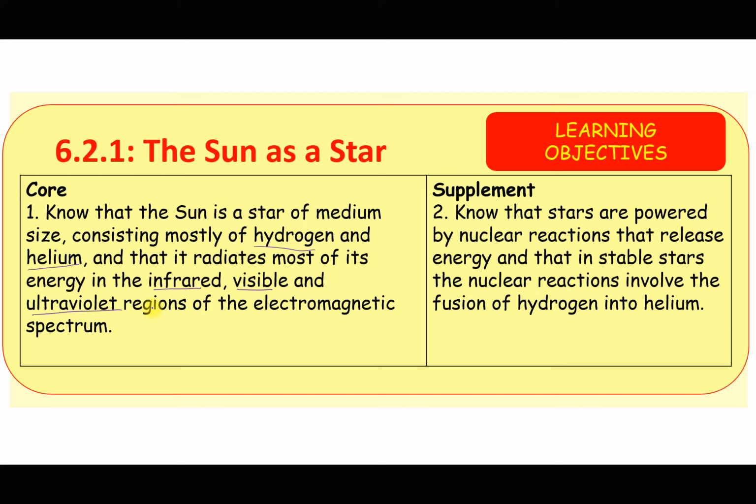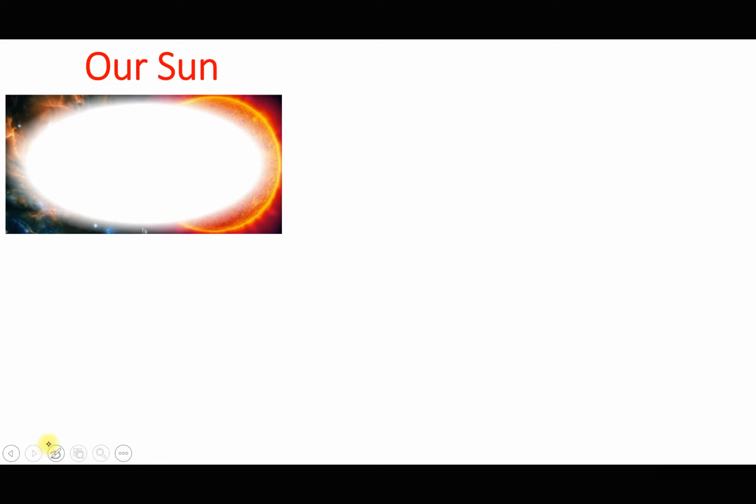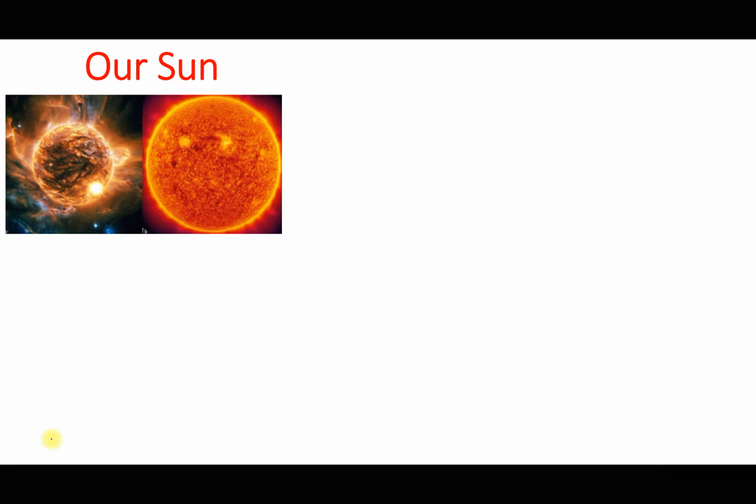Then a student doing extended physics should know that stars are powered by nuclear reactions that release energy, and that in stable stars, the nuclear reaction involved is the fusion of hydrogen into helium. So hydrogen fuses into helium. That is what the extended student should know at the end of this part on the sun as a star. Okay, so let's talk about our sun in more detail.